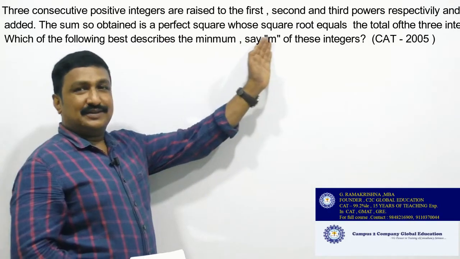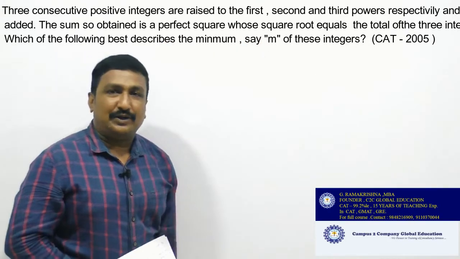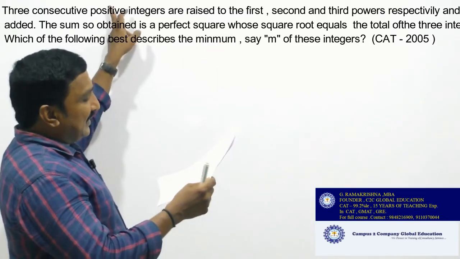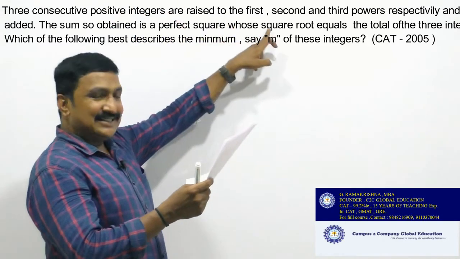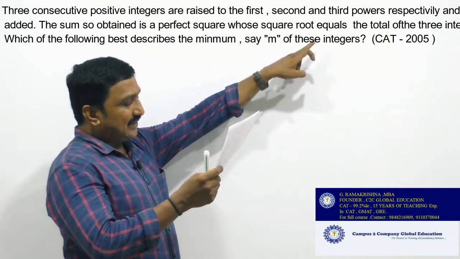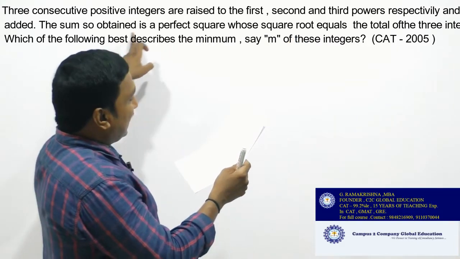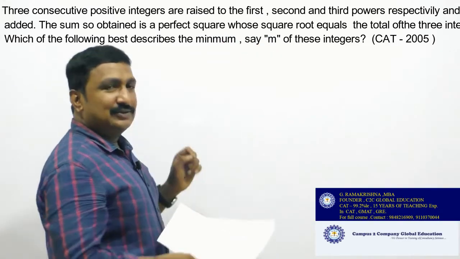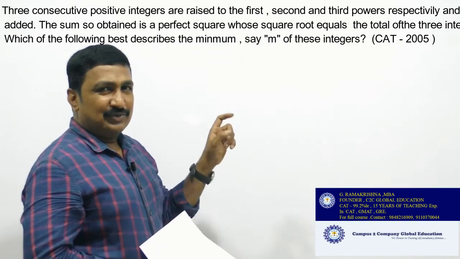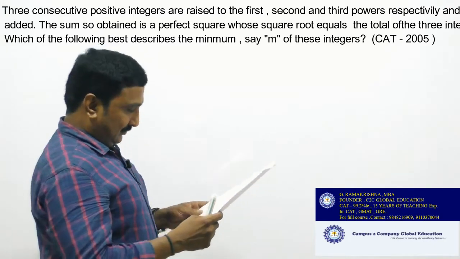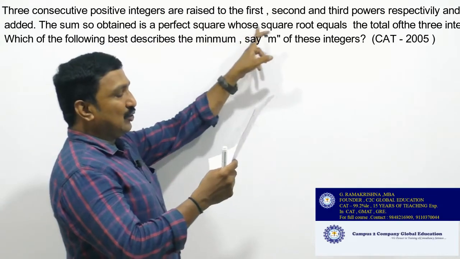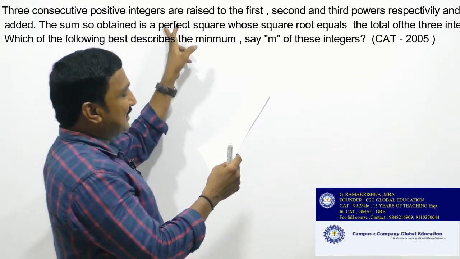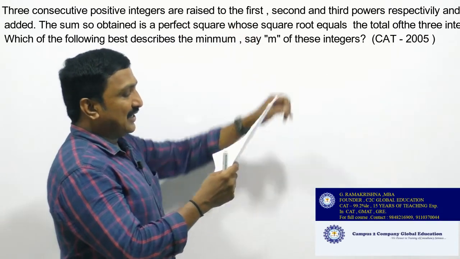This is the next question. This is also a CAT 2005 question. Just look at the problem, friends. Here they gave 3 consecutive positive integers that are raised to the first, second, third powers respectively and then added. The sum so obtained is a perfect square. So here we have to underline that the sum should be a perfect square, and the square root is equal to the total of the 3 original integers. Which of the following best describes the minimum of these 3 consecutive integers?